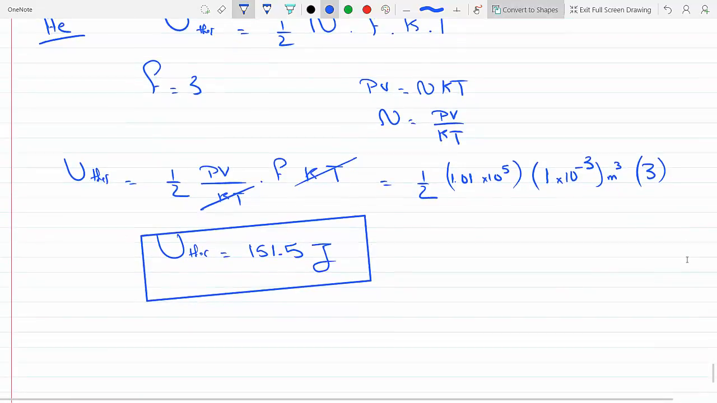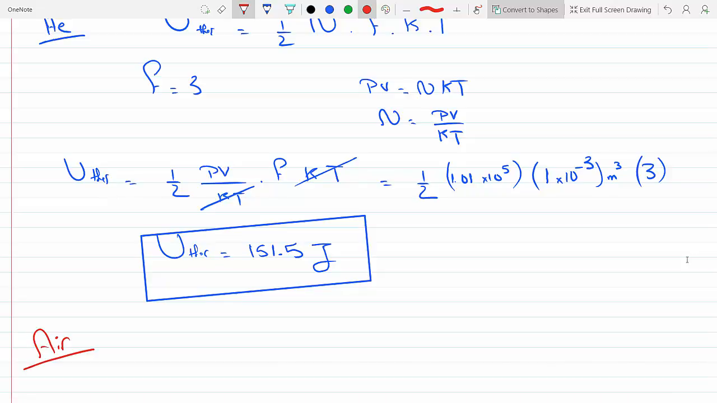Now air is made up of nitrogen and oxygen, and those are both diatomic gases. And so for diatomic gases, we have 5 degrees of freedom. So the only difference is F equals 5. That is, we have 3 translational and we have 2 rotational degrees of freedom due to being a diatomic gas.